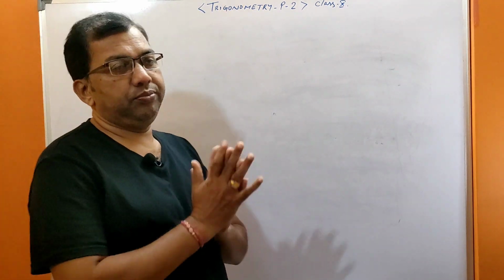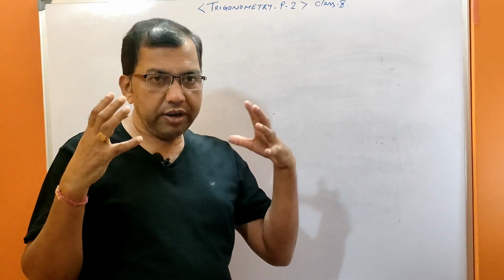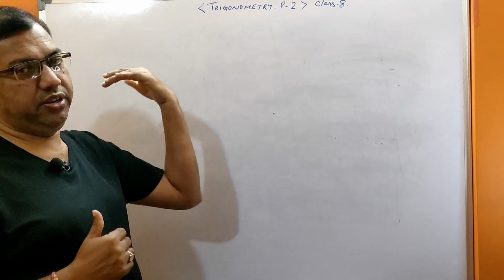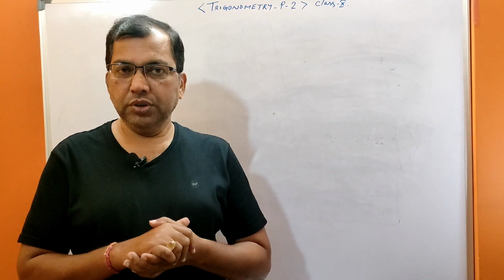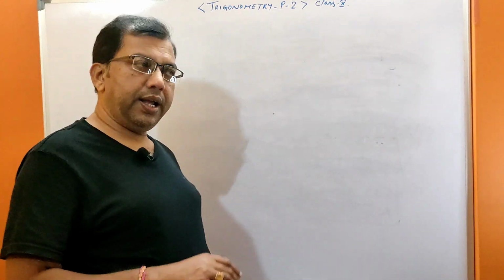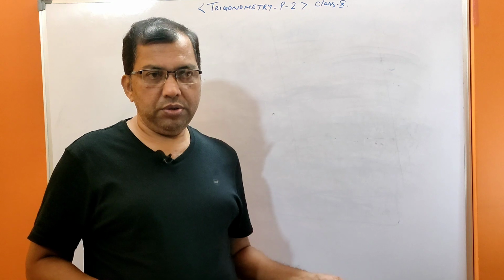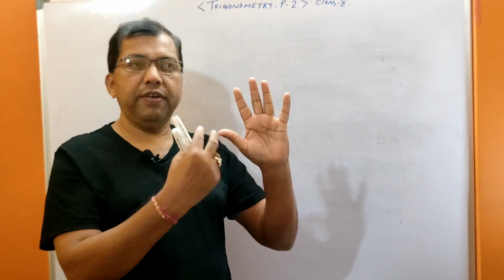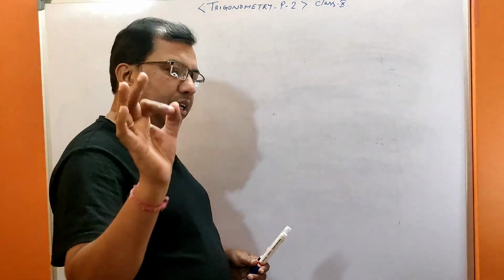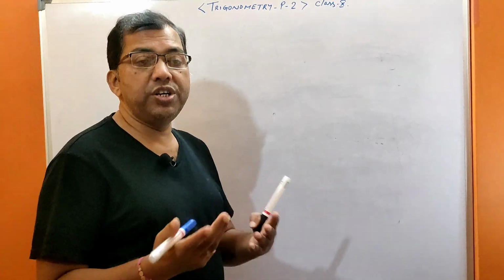There are some particular angles in trigonometry whose values are known to all of us and can be found geometrically: 0 degree, 30 degree, 45 degree, 60 degree, 90 degree. These values can easily be found geometrically, but you have to remember all the values. There are many rules to remember them. I will discuss that; it is not required now.